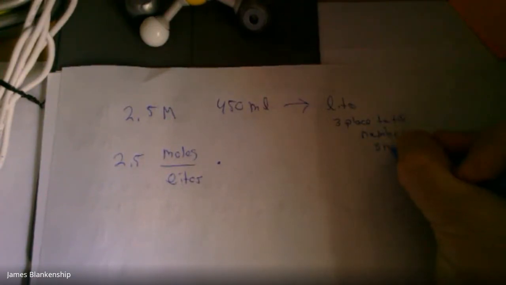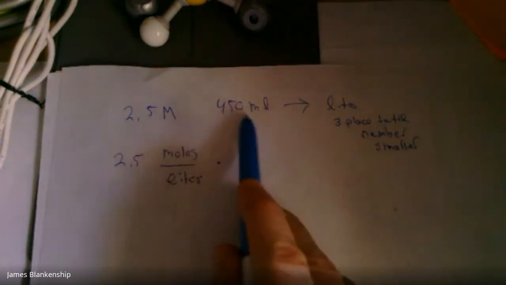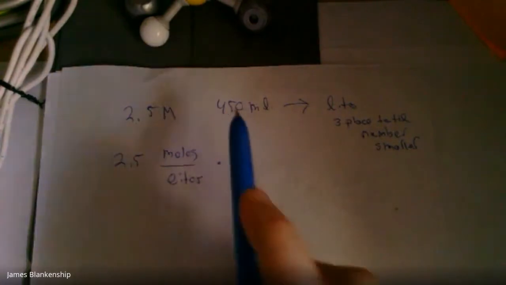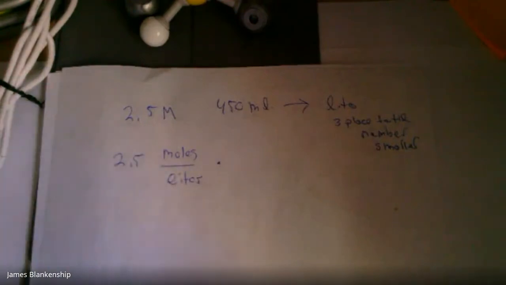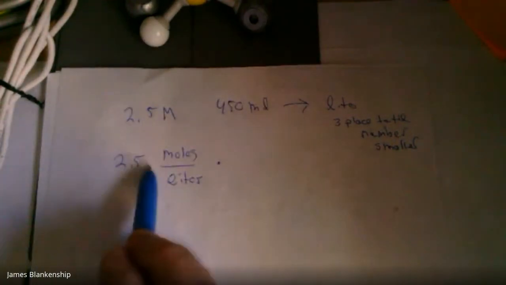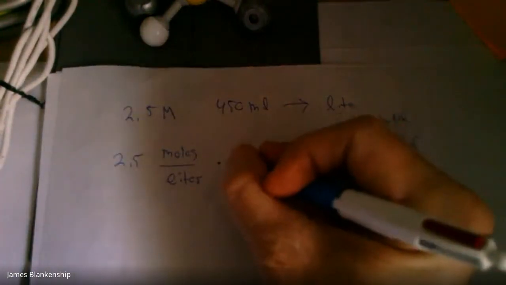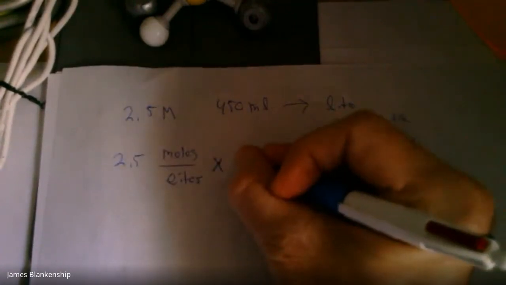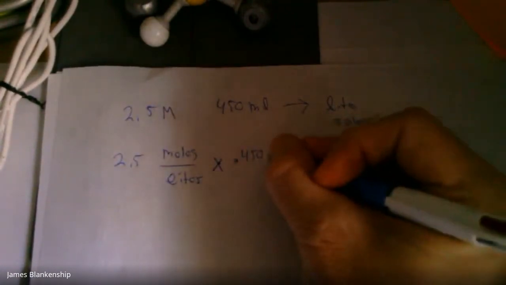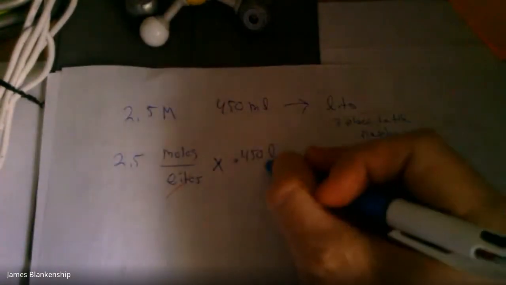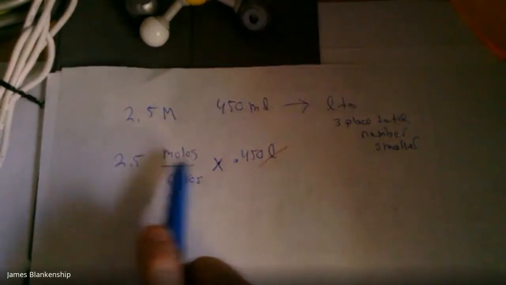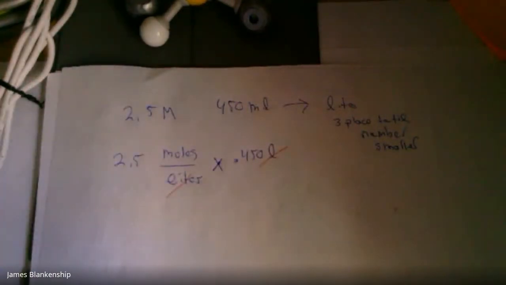That's just a quick conversion. You can also do out the math of it. But to me, the fewer times my fat little fingers hit the calculator buttons, the fewer chances I'm going to make a mistake. So I'm going to say 2.5 moles per liter times 0.450 liters. Now that I have liters on top and bottom, my liters cancels. And what unit do I have left? I have the unit of moles left.